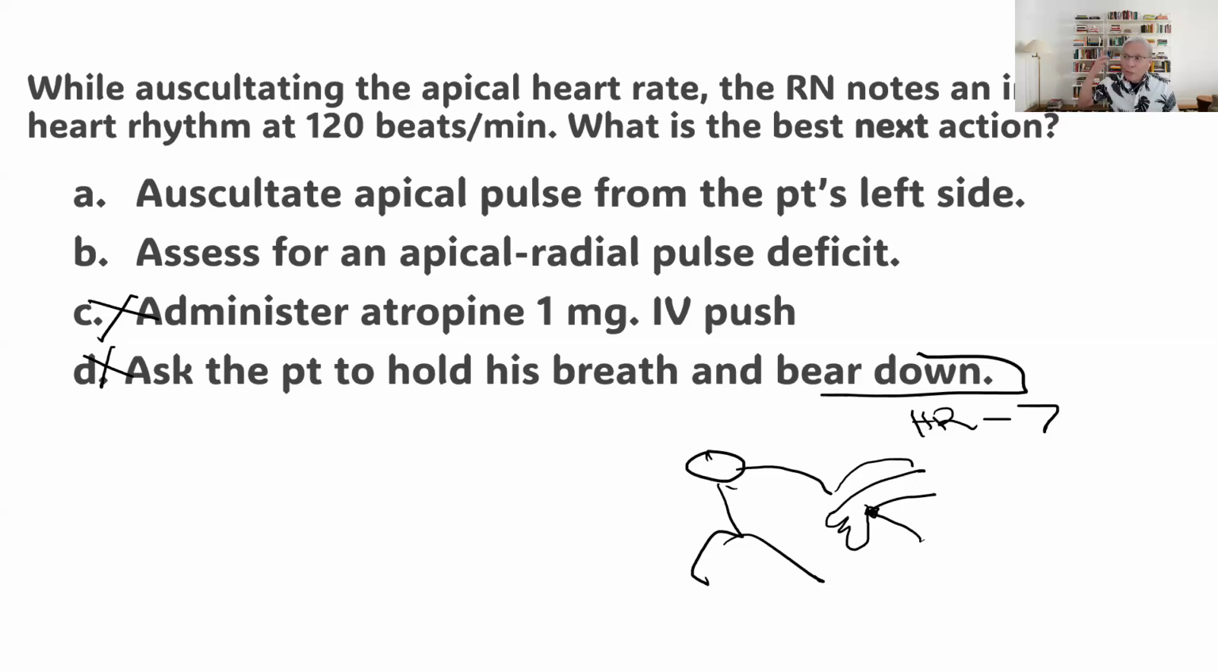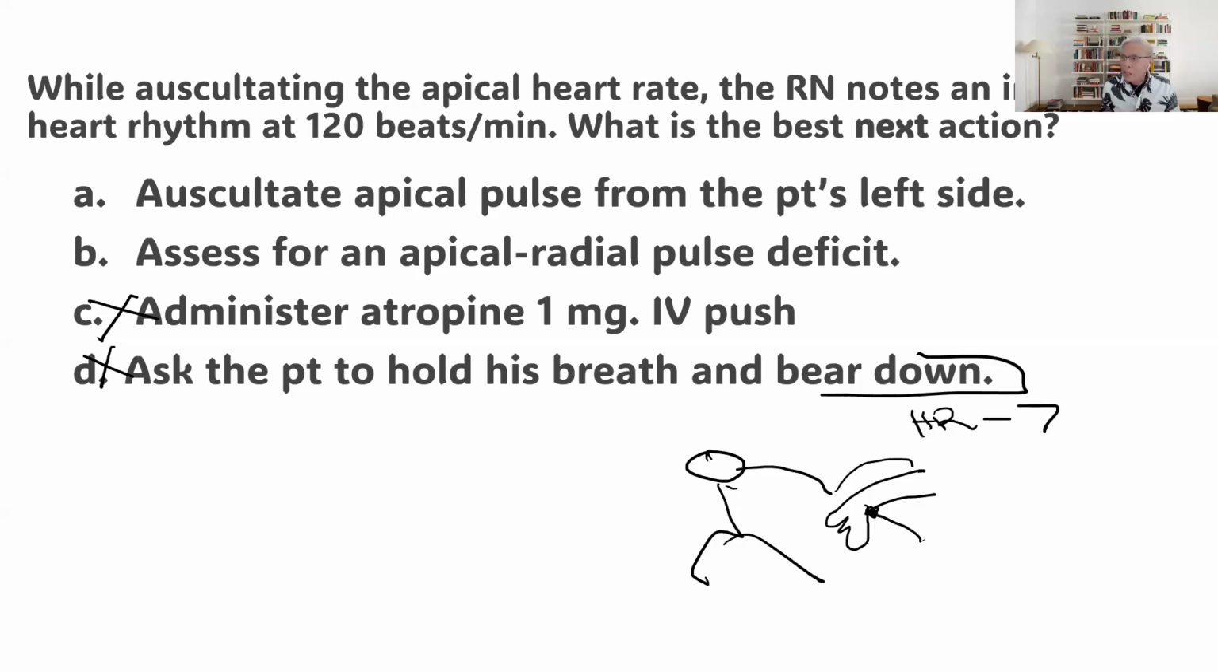So you might be hearing the sounds, but the pulse is only once in a while. So there's an apical radial pulse deficit, the difference between the two. You might have heard 100, but you only felt 60 as the pulse. This is what's called an apical radial pulse deficit. The greater the deficit, the more serious the situation is going to be because you are not producing enough to cause a cardiac output. Okay, so letter B is a correct response.